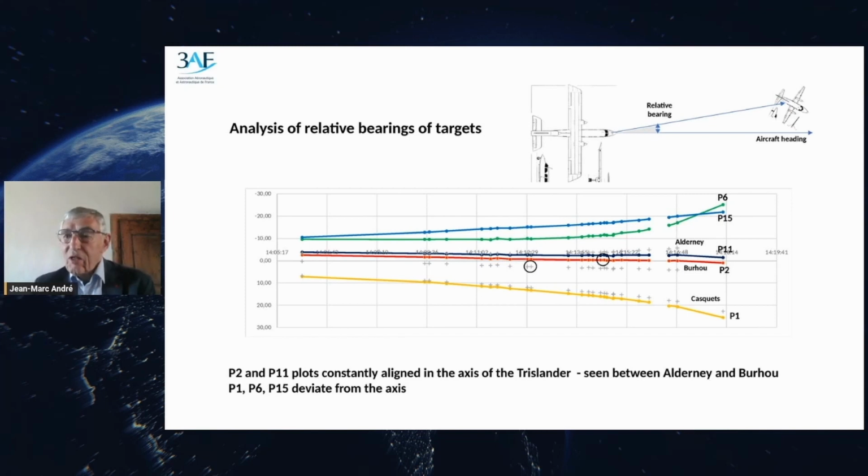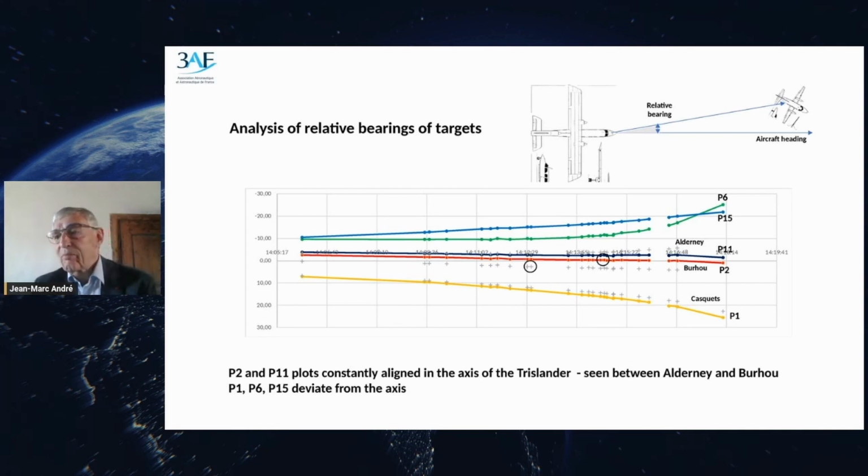The graph on this slide shows the relative bearing value as a function of time for each of the 5 selected tracks. But we also have the relative bearing of Alderney and Burhou Island, as they are taken as a visual reference by the witnesses. Two tracks are remarkable, P2 and P11. The relative bearings are very faint for the whole duration of UAP visual observation.